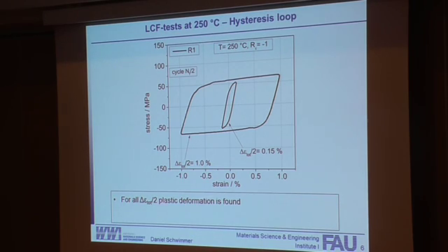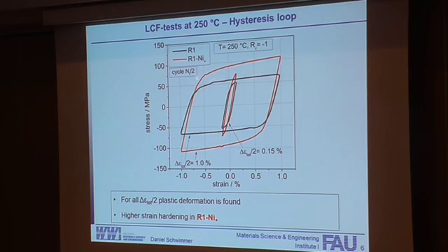Here we have plotted stress versus strain, and we see in our reference alloy at 0.15% we also have plastic amounts of strain, and at the total strain amplitude of 1% we have a huge amount of plastic and elastic strain. We can say that in all strain amplitudes plastic deformation is found, and we have a huge opening of our hysteresis loop.